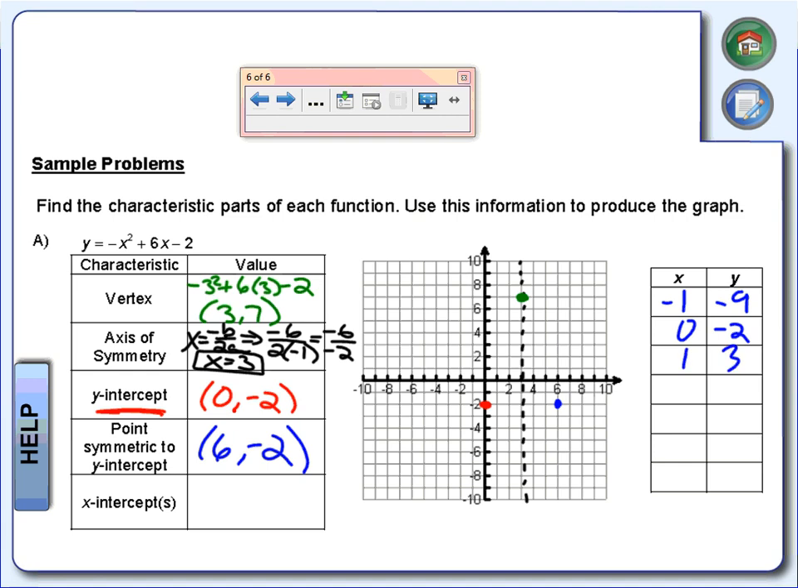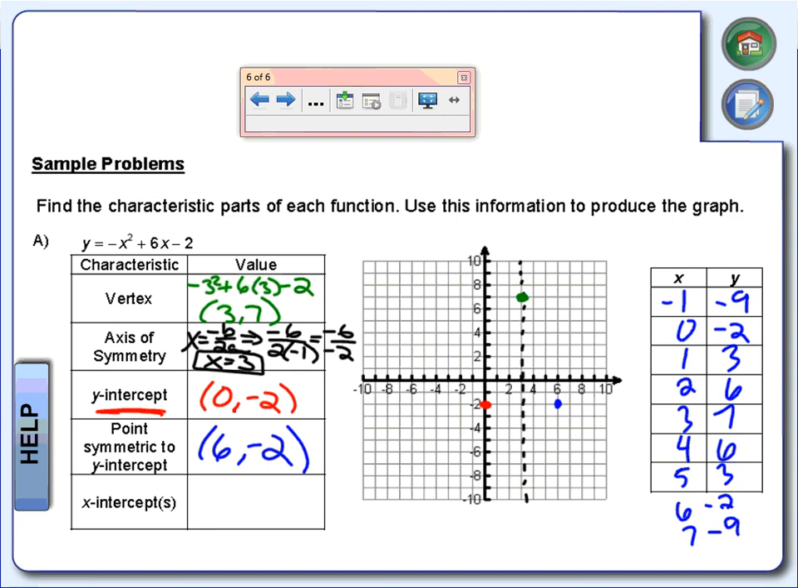1, 3. 2, 6. 3, 7, we got that. 4, 6. 5, 3. 6, negative 2, which we have. 7, negative 9. And I think that's all it fits. So some of these we already have, some of them we don't. So let's go ahead and plot the points.